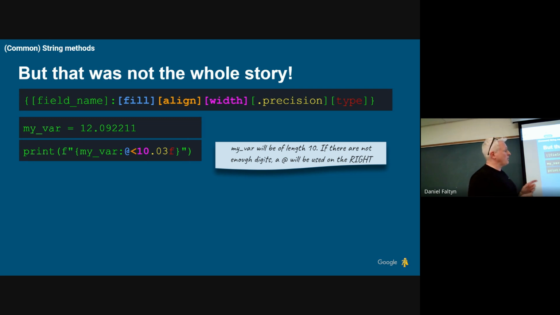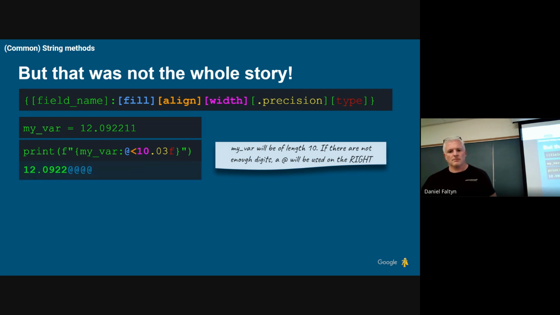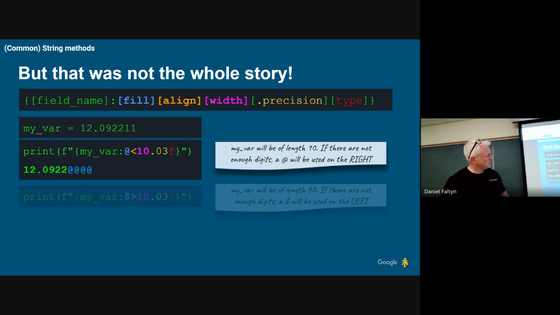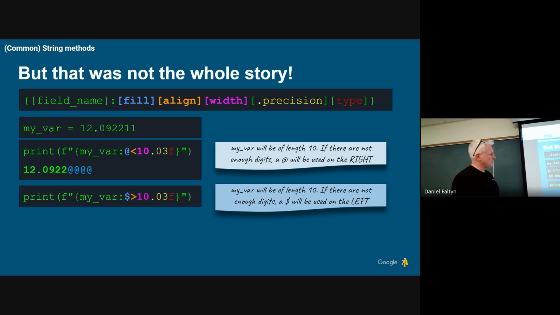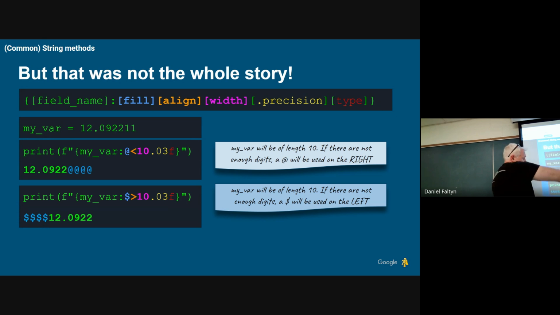And then what character do I want to use? In this case, I want to use that @ symbol. So this string here would produce this. If I take that same string and I just change the less than to greater than, and instead of this @ symbol, I use a $ sign. I can use whatever I want there. That's going to put $ signs on the left and put that number to the right. Okay? So hopefully you can get an idea.